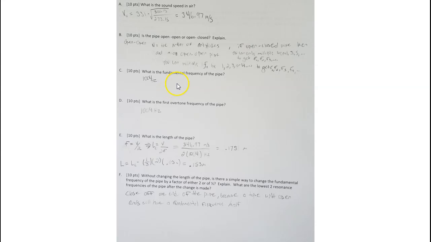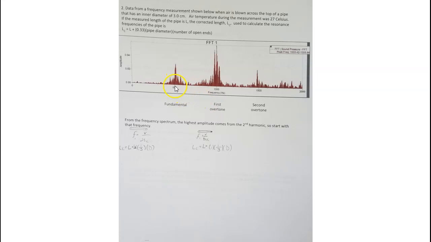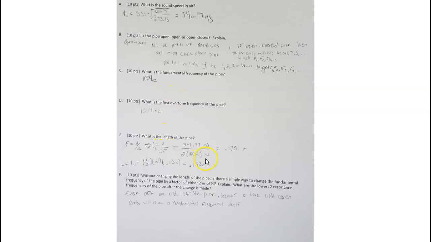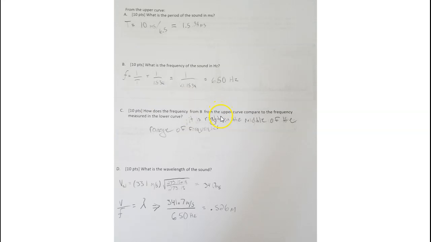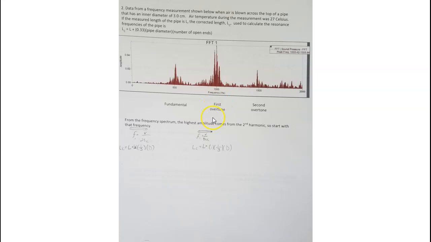And then it asked what the fundamental frequency of the pipe is, and while it looks like it's right here, because this is the first peak, the fundamental peak is the very big one right here. At about, I just evened it out and said 1004 hertz. But then I also put 1004 hertz as the answer for D, for the first overtone.